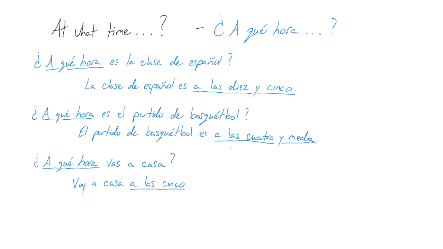Same thing in the next example. ¿A qué hora es el partido de básquetbol? At what time is the basketball game? El partido de básquetbol es a las 4:30. The basketball game is at 4:30. Or if we're keeping it short, just use what's underlined, a las 4:30.